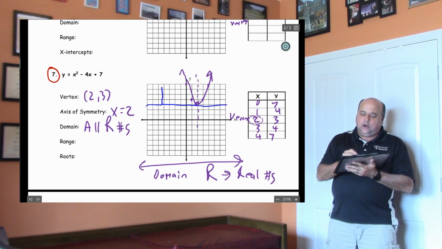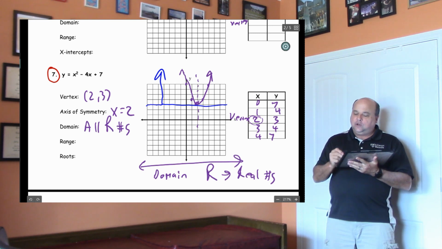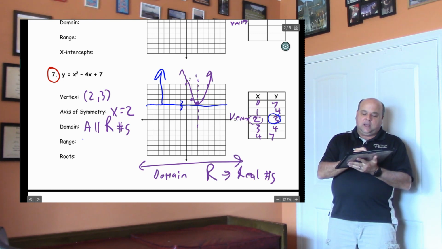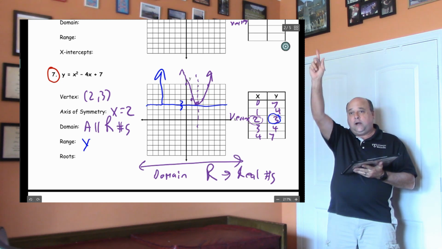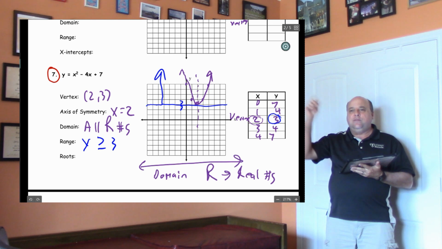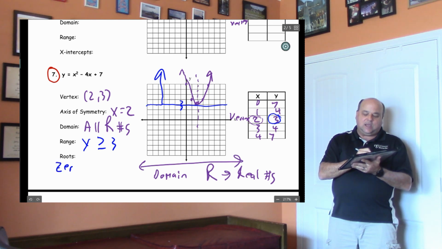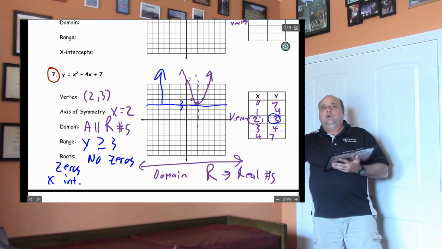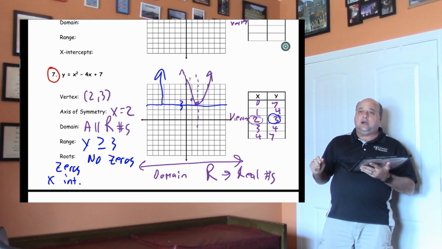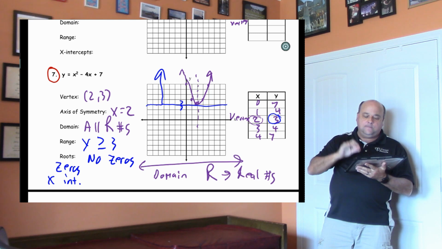It's going to start here and go up. So the range is going to be limited to 3 and up. So it's all of the y's that are greater than or equal to 3, because we're going up. And the roots are the same thing as the zeros. That's your x-intercepts. There are no zeros. If you need to find zeros, you're going to trace to them on the calculator.